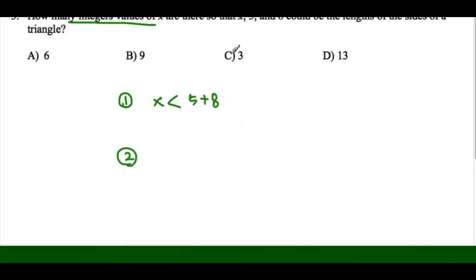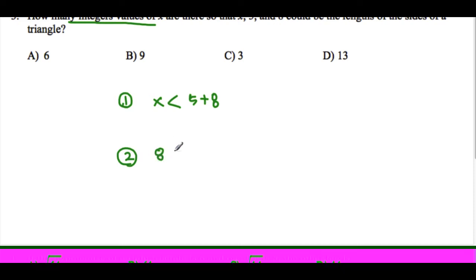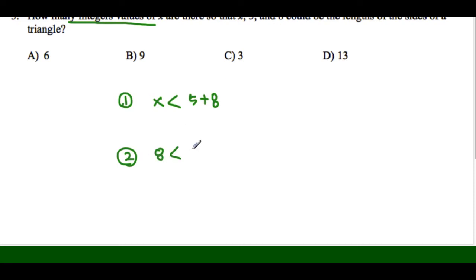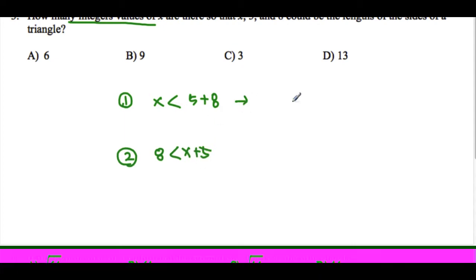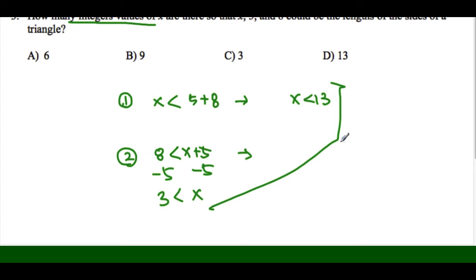Now, if x is not the longest, the longest could have been 8. 8 could have been longest, then 8 has to be less than the sum of the other 2 sides. Then here, the first one, we end up getting x has to be less than 13, because adding 5 and 8. Second one, by subtracting 5, we get x has to be greater than 3. If we put all of them together, we get x has to be less than 13 but greater than 3.